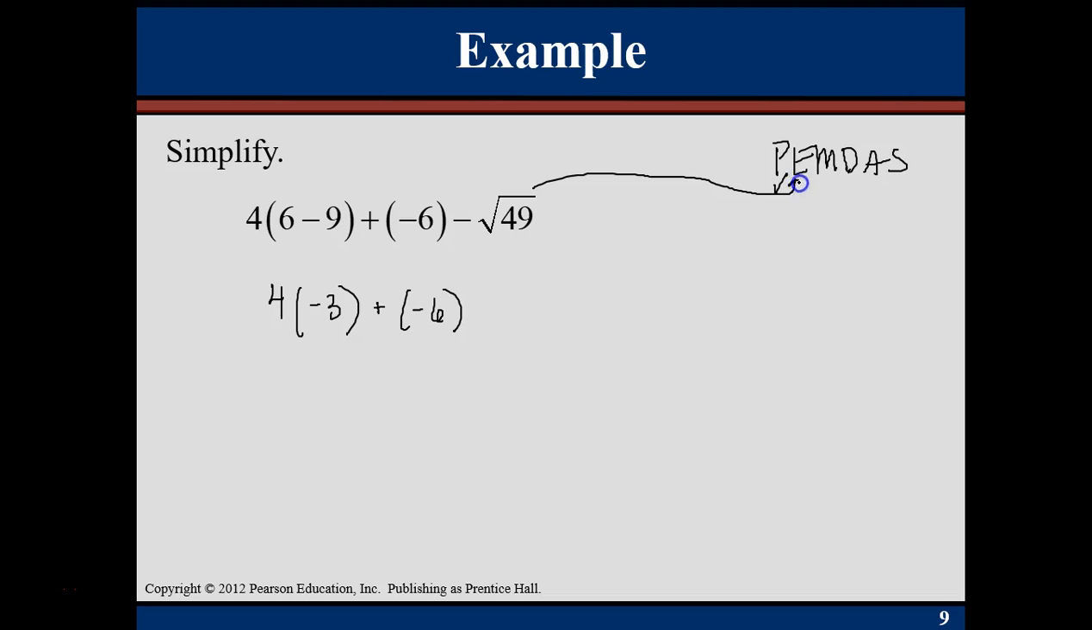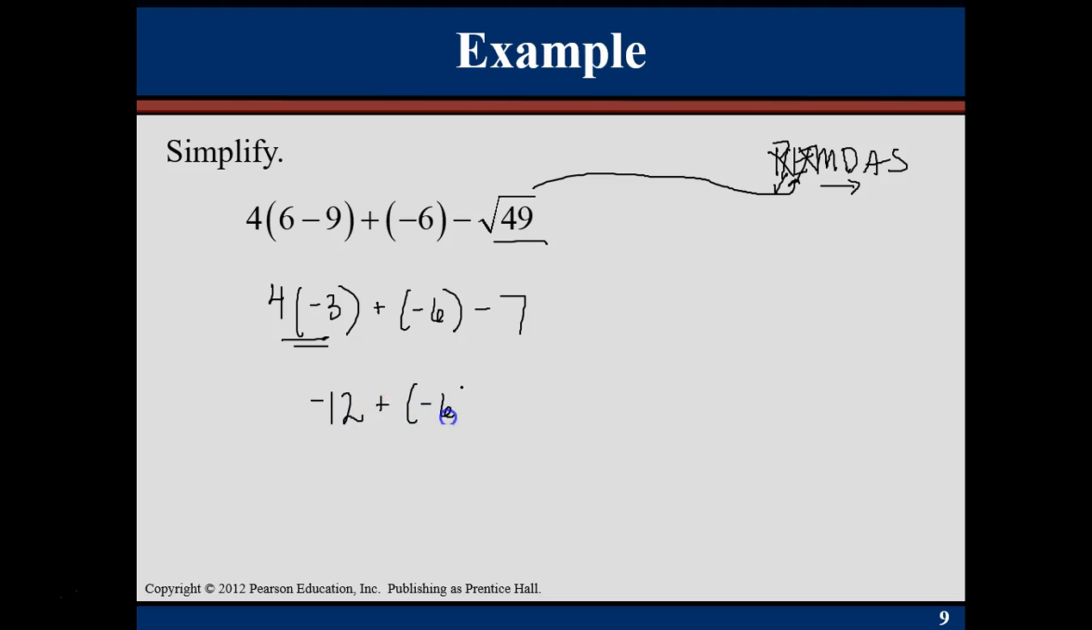Square roots are kind of like ugly exponents. This is the square root of 49, so what number times itself will give you 49? And that's 7. Now I can deal with multiplication and division from left to right. I only have one set of multiplication. 4 times negative 3 is negative 12.